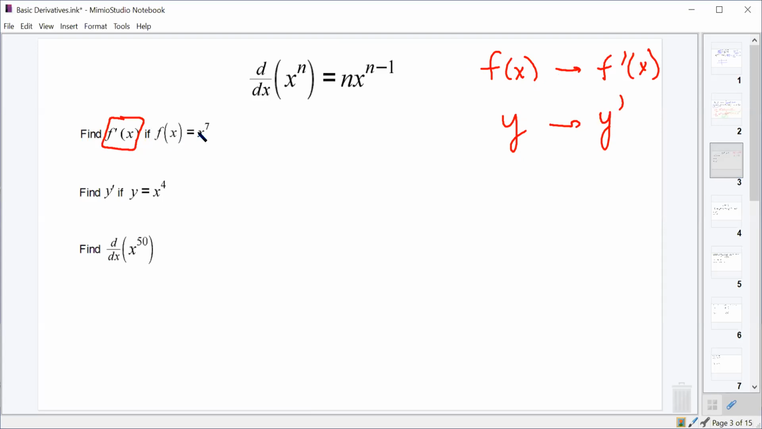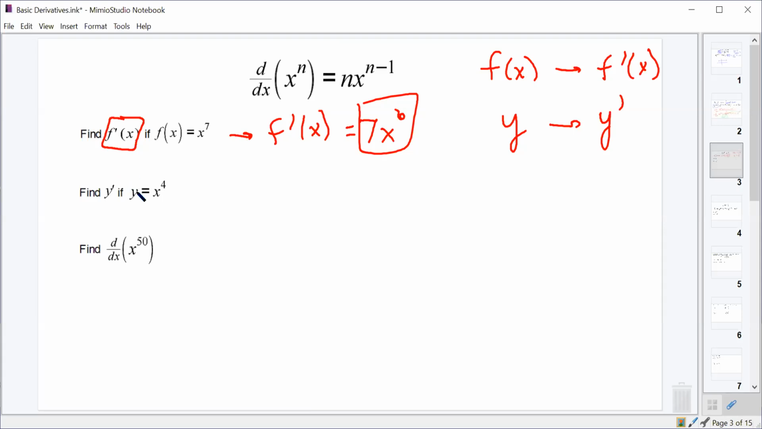So if we have f of x equals x to the 7th, and we want to find f prime of x, it should be found just using this rule. The rule says x to the n becomes n, so we'll pull the 7 out. 7 x to the 7 minus 1, or 6. Any questions on that? Everybody good with that? All right, cool. That's the power rule. Very simple, very straightforward.